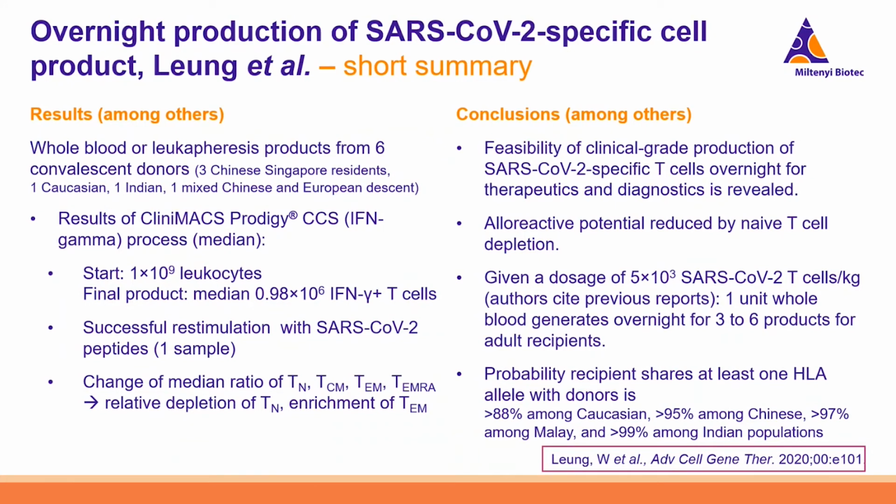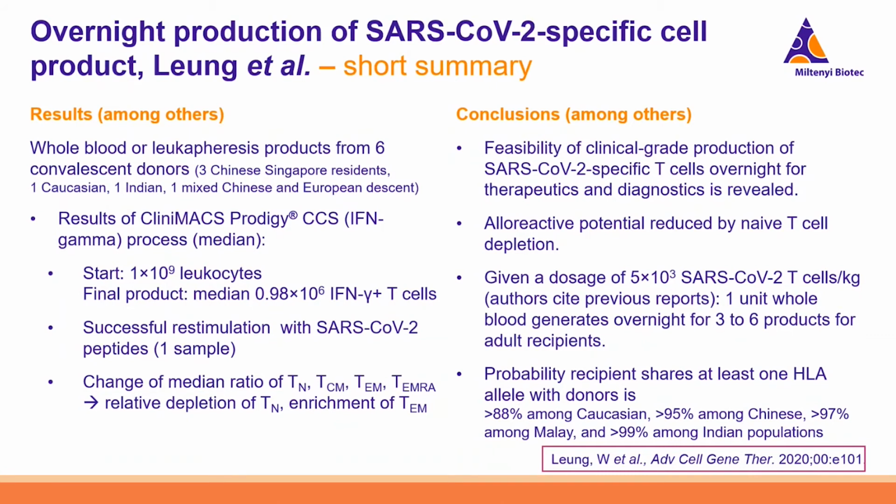T-cell receptor V beta spectral typing showed markedly high oligoclonal peaks in the final products. They also concluded that overnight production of clinical-grade SARS-CoV-2-specific T cells is feasible for therapeutic purposes. The alloreactive potential was reduced while virus-specific T cells were retained in the product. They also suggested a dosage of 5 times 10 to the 3 SARS-CoV-2 T cells per kilogram based on previously administered cell numbers in other clinical settings. Under this assumption, 1 unit of whole blood could be sufficient to produce 3 to 6 products for adult recipients.